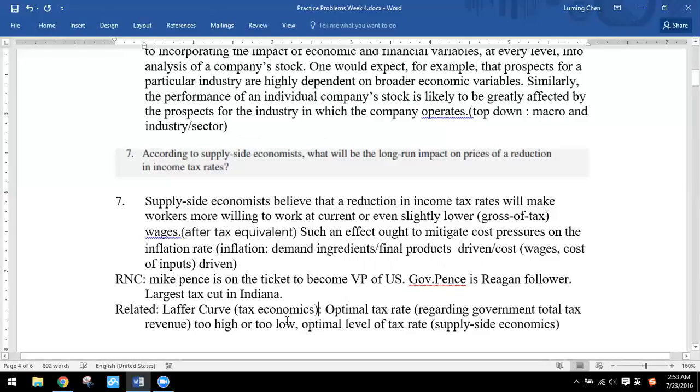Now, the Laffer curve proposes that there is an optimal tax rate. It's optimal in the sense that government total tax revenue is maximized at this optimal tax rate. If the tax rate is too high or too low, the government total tax revenue will decrease. So that's why supply-side economists call it the optimal level of tax rate.